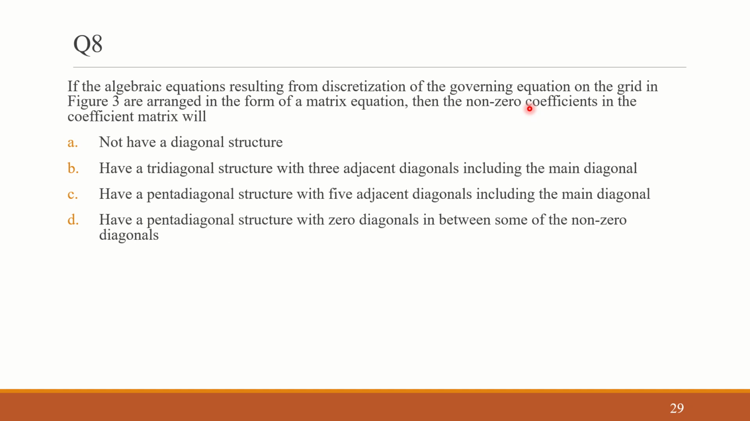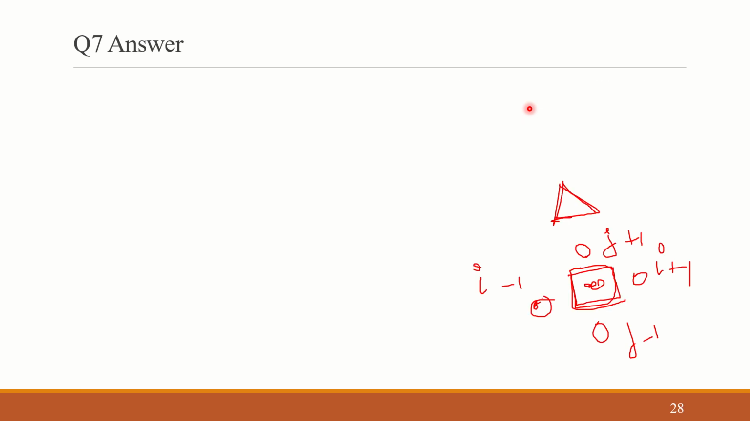So now we are going to questions that deal with figure 3. In figure 3, if the algebraic equations resulting from the discretization of the governing equations are arranged in the form of a matrix equation, what about the non-zero coefficients in the coefficient matrix? Will they have a diagonal structure or will they not? And if they have a diagonal structure, will it be tridiagonal or pentadiagonal? That is the question. So now in figure 3, actually if we go back, it has 16 cells.